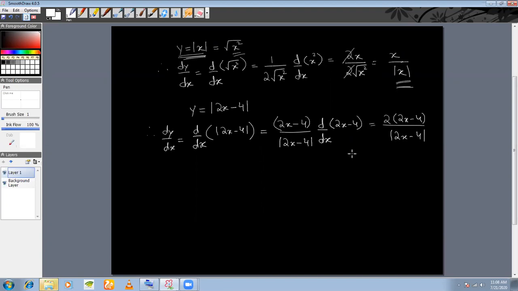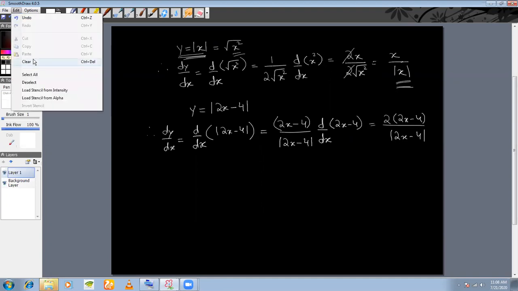Remember this technique, very important technique, differentiation of mod function. How to differentiate the mod function. Okay. So let us now proceed to chain rules.